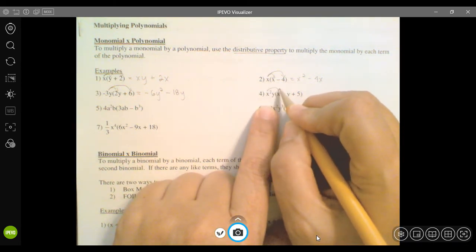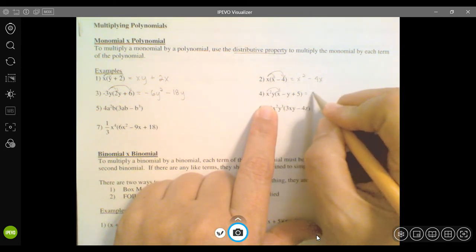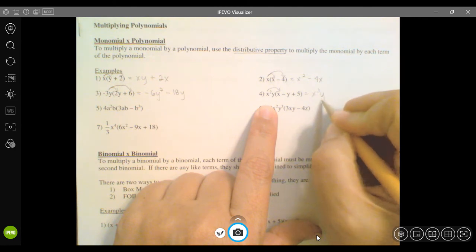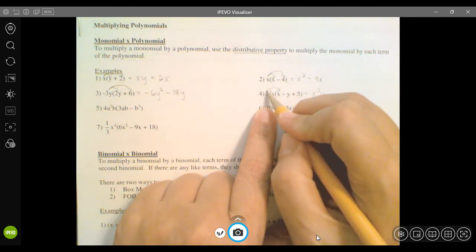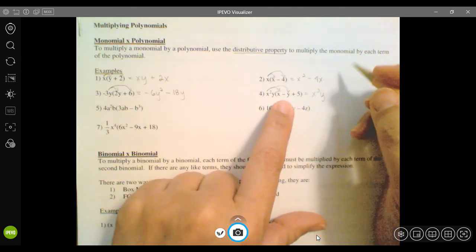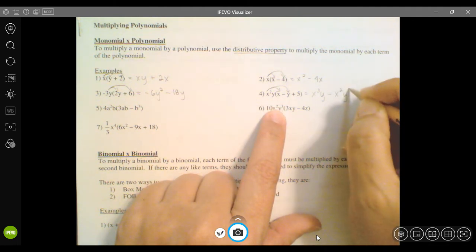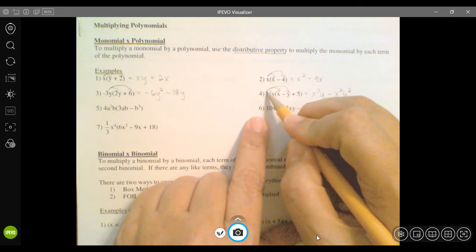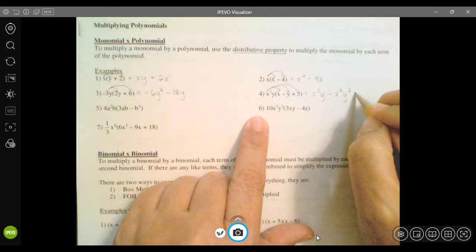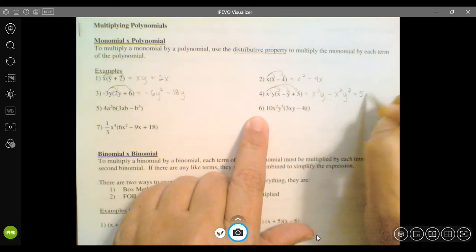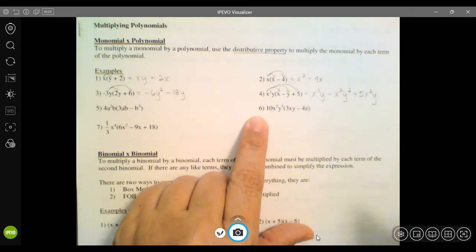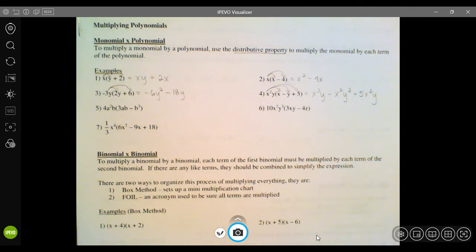X squared y times x is x cubed y. X squared y times negative y is negative x squared y squared. X squared y times 5 is a positive 5x squared y. There it is. We're good.